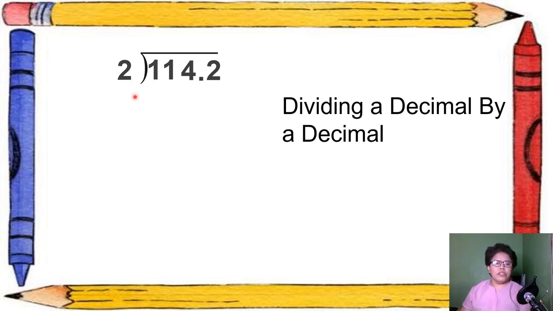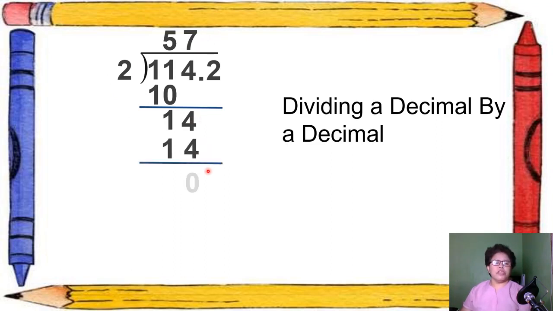So, 11 divided by 2, meron kang 5. 5 2 dyan, diba? And then, 5 times 2, you have 10. 11 minus 10, that would be 1. Bring down 4. And then, 14 divided by 2, that is 7. 7 times 2, that is 14. And then, subtract na. 14 minus 14, that is 0. Bring down 2. And then 2 divided by 2, that is 1. 1 times 2, that is 2. And then subtract natin. 2 minus 2, that is 0. And then lagay natin ang decimal point.